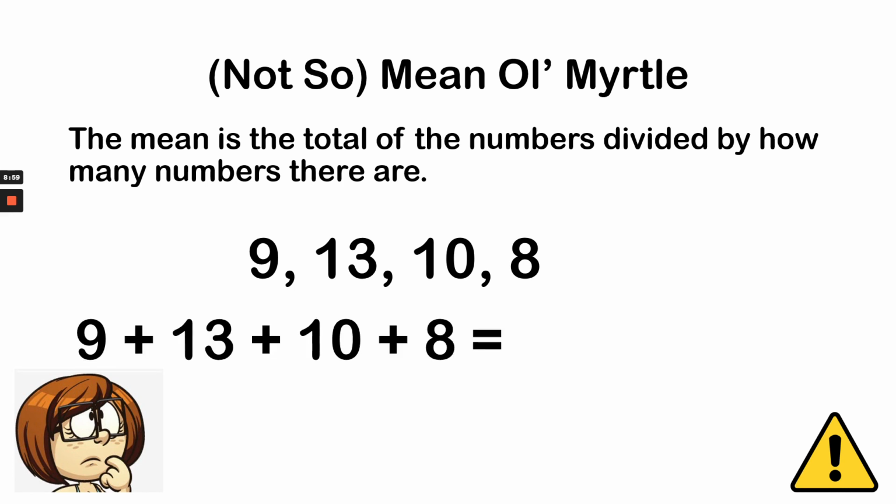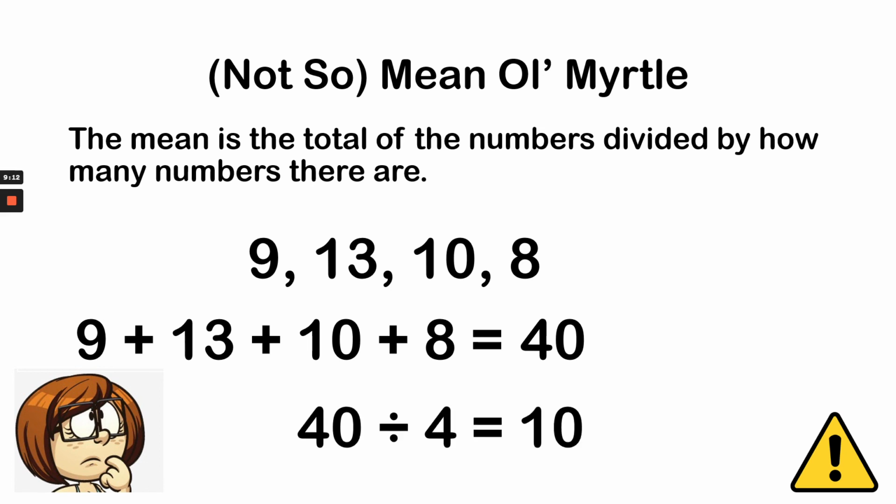We find the total of these numbers, 9 plus 13 plus 10 plus 8. That gives me 40. I added 4 numbers together, so I must divide 40 by 4 to share this back out. 40 divided by 4 gives me 10, and 10 is the mean for these numbers.